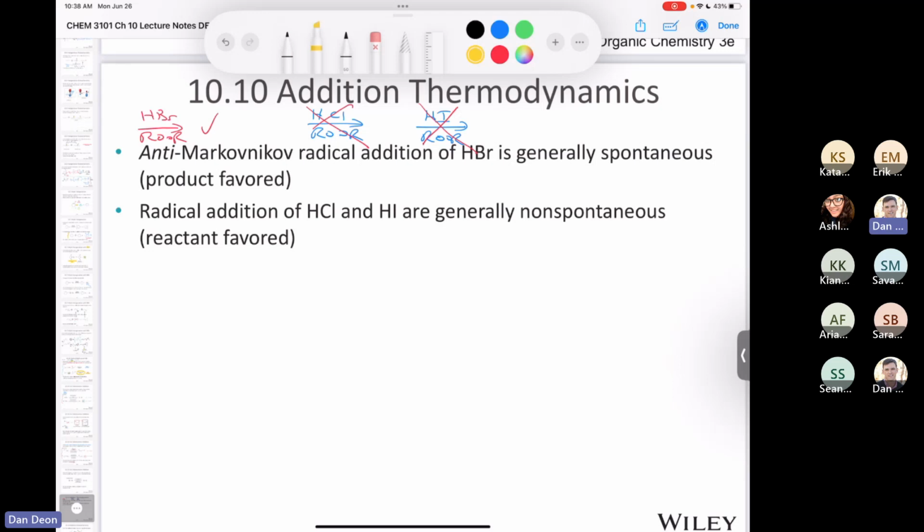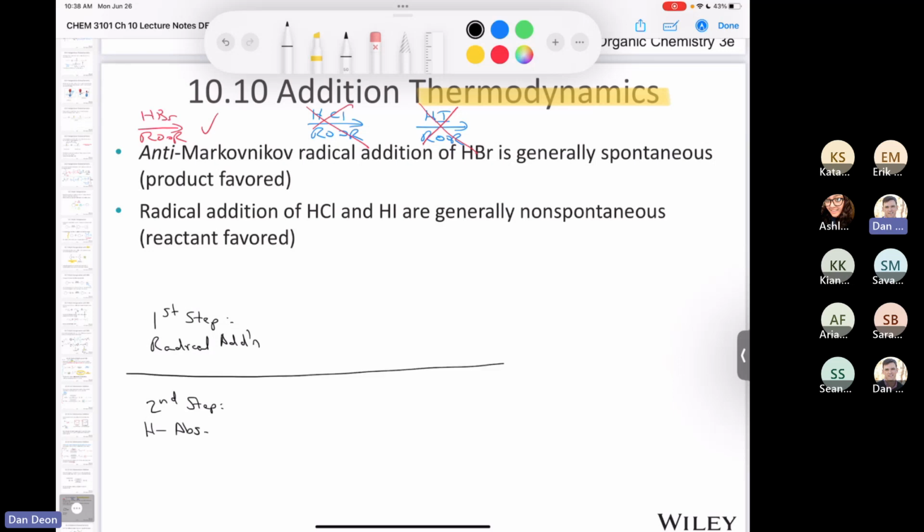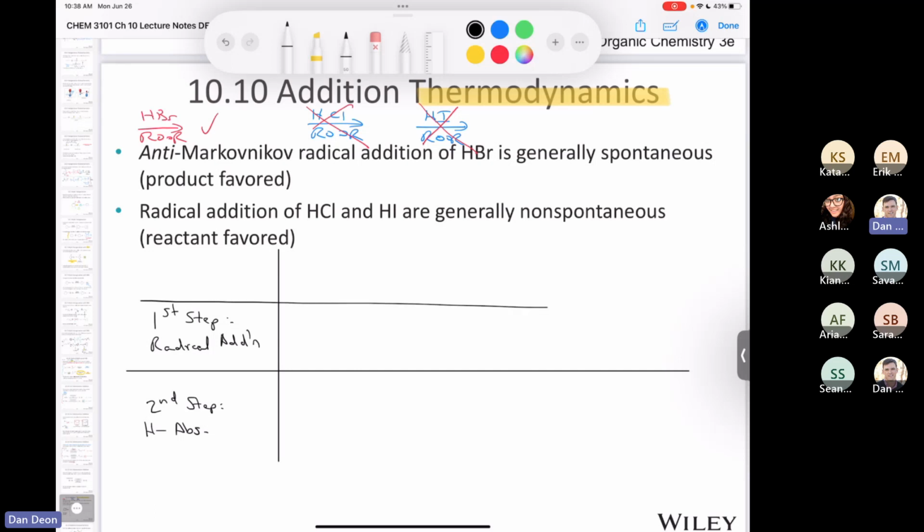So I'm just going to highlight the word here. Thermodynamics is what is involved. So if we think about the first step of propagation, which is going to be the radical addition, and then the second step, which is the hydrogen abstraction, so we'll just put here H abstraction like that. What we can do is evaluate the thermodynamic considerations for both of these steps for the reaction with HCl, with HBr, or with HI.